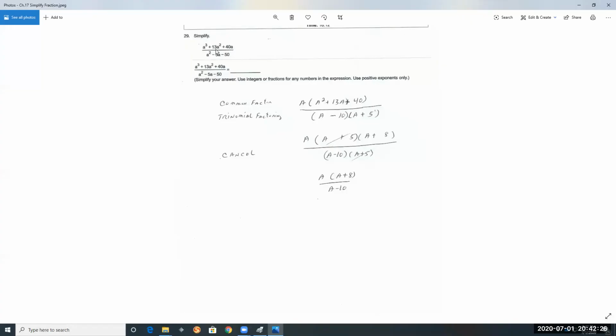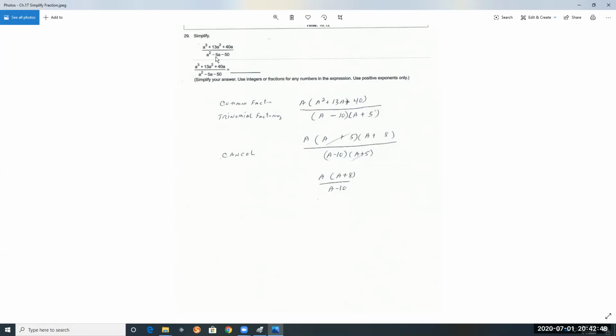Here is another fraction we would like to reduce or simplify. Either word is okay. They mean the same thing. In the numerator, we see a common factor of a. So we're left with a squared plus 13a plus 40. If we go down to the next step, this step, we want to factor the denominator.